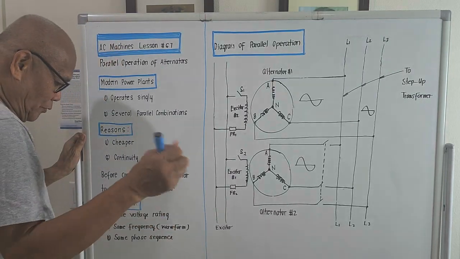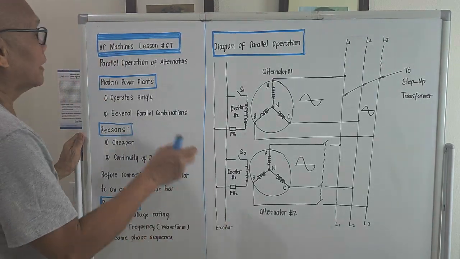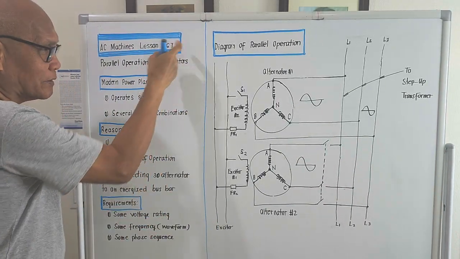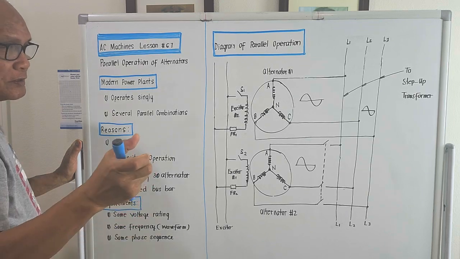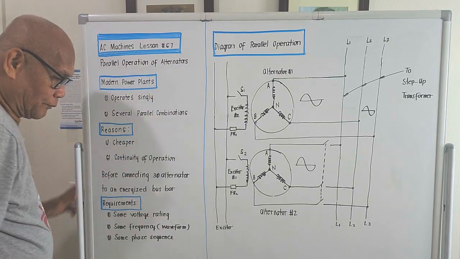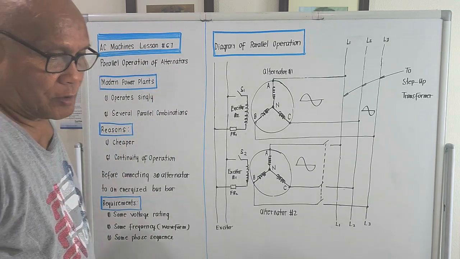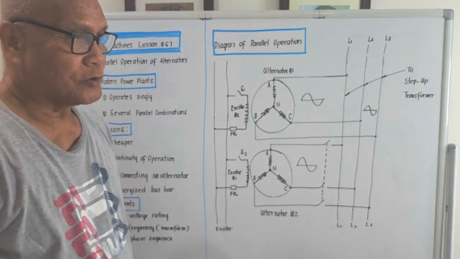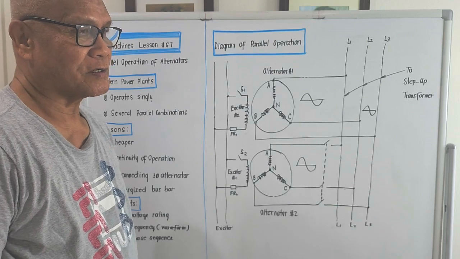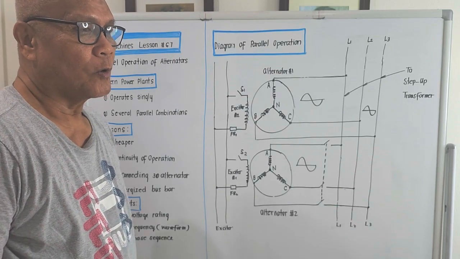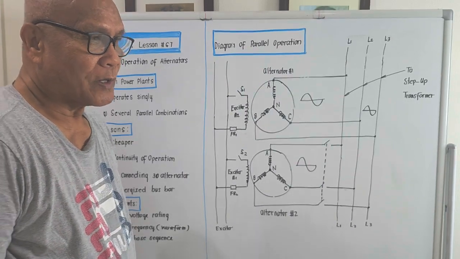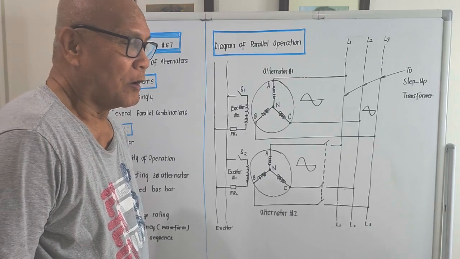The subject matter for this morning will be a long video format, and this is on AC machines, and we are now on lesson number 67. The title of the topic will be Parallel Operation of Alternators. For this morning, we do not have any calculation or formula derivations. So what we will be discussing is how alternators are operated in parallel, and what the requirements are before we can operate alternators in parallel. Okay, let's proceed.